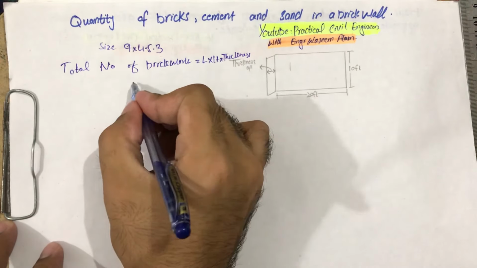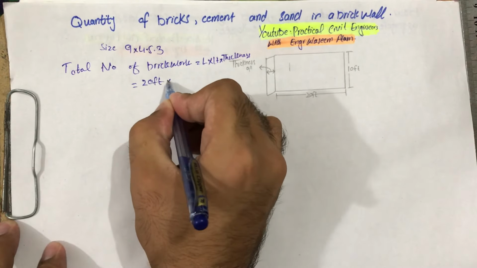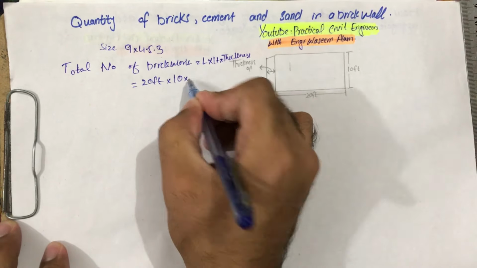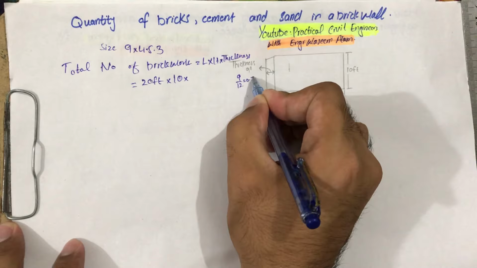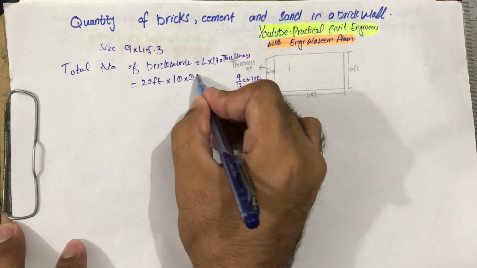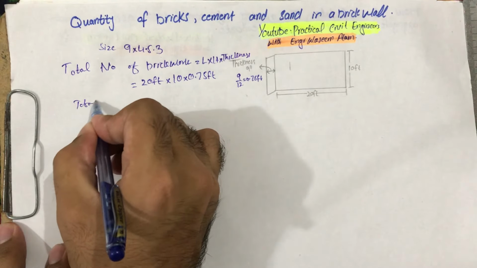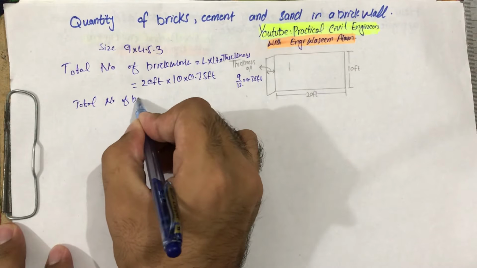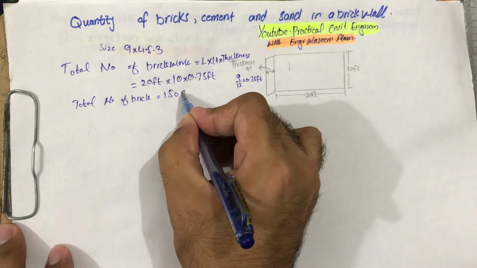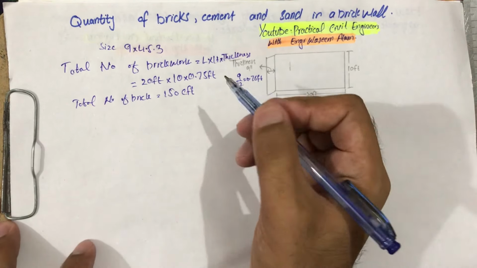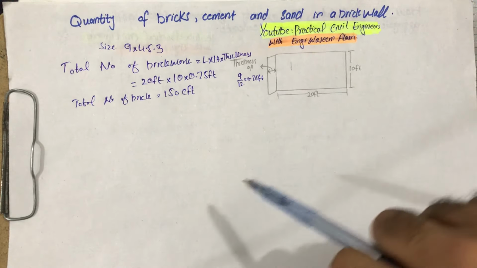So as we know, the length is 20 foot, the height is 10 foot, and the thickness is 9 inch, but 9 divided by 12 is 0.75 foot. So multiply 0.75 foot. So the total brickwork will be 150 CFT. So this is a wall of 20 by 10 feet.